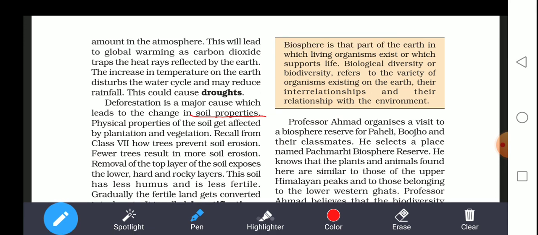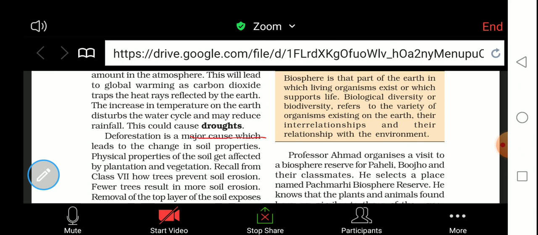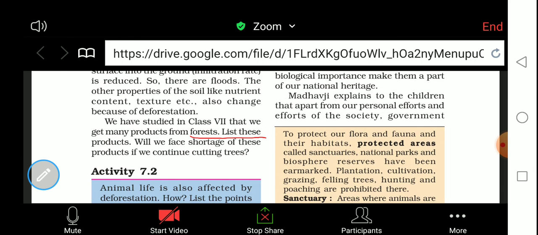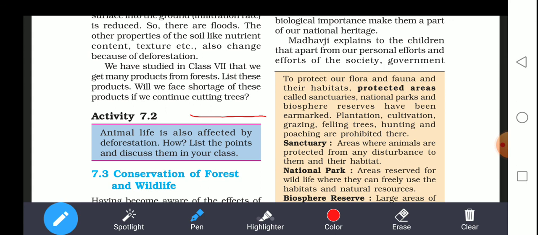Here, removal of the top layer of the soil exposes the lower hard and rocky layers. This soil has less humus and is less fertile. Gradually, the fertile lands will be washed away by the water. Also, it will affect the nutrients present in the soil. Nutrient contents and structure also change because of deforestation. Due to deforestation, various effects on nature are happening.